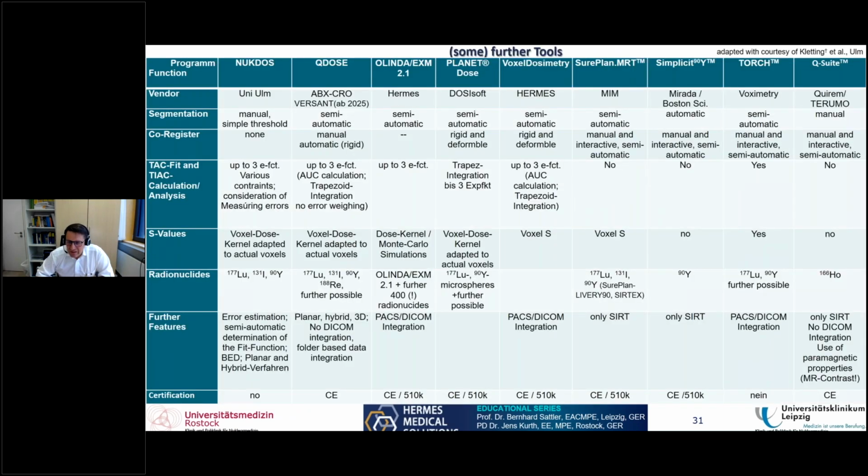Here is a little list, and I by no means can go through this in the time I have. It is for those who want to revisit the webinar, to see what dosimetry tools are out now. I don't claim that this is complete, and I also don't claim that this conveys every detail and every feature, but I think these are the most used tools with the key features people always ask for.